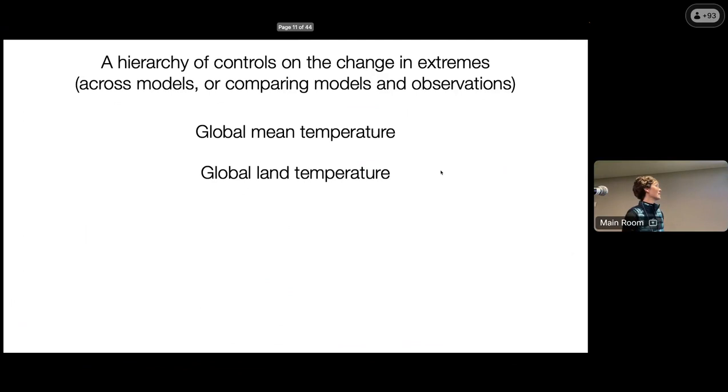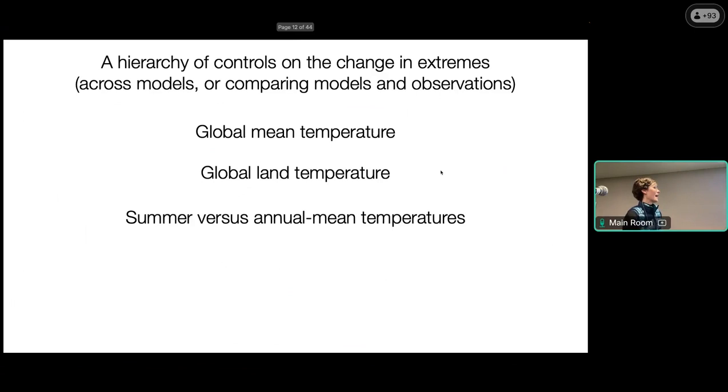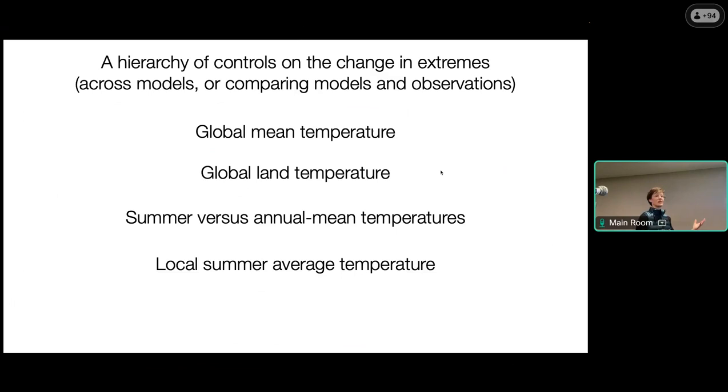But when we talk about heat extremes, I'm talking about continental heat extremes, not marine. So the next part of our hierarchy is, how is land warming compared to ocean? You can think about how heat extremes are changing compared to global land temperature. I'm talking about summer, so you could then think about how summer temperatures are warming compared to annual mean temperatures. And then you can think about the regional pattern, so some regression maybe of local summer average temperature onto something like global summer average temperature or global mean temperature. And then finally, at the top of this hierarchy, we get to our extremes. And how are those changing? I often like to think about things as these last two steps of the hierarchy.